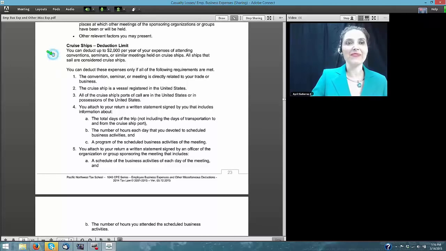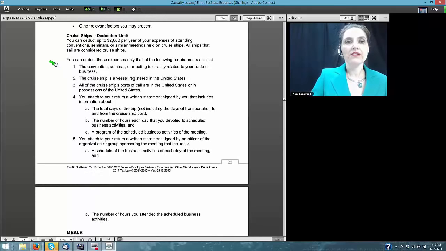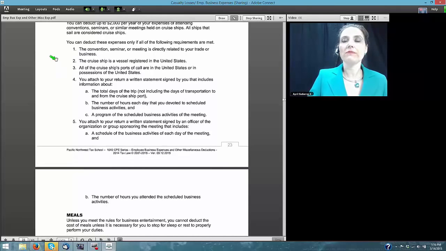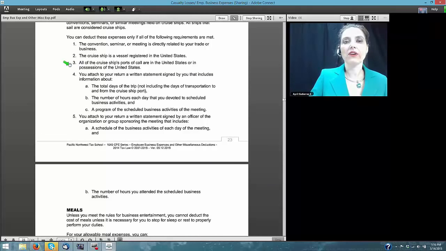Now, once you've gone through all of those tests, there's another deduction limit. Don't get too happy. You can deduct up to $2,000 a year only for the expense of attending convention seminars or similar meetings held on cruise ships. And all ships that sail are considered to be cruise ships. You can deduct these expenses only if all of the following requirements are met. The convention, seminar, or meeting is directly related to your trade or business. The cruise ship is a vessel registered in the U.S. All of the cruise ship's ports of call are in the United States or in possessions of the United States.